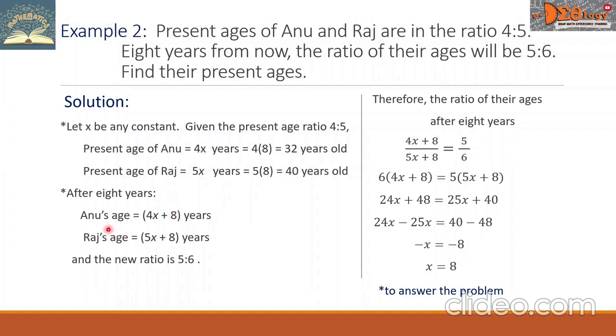After 8 years, Anu will be 4x plus 8. So that is 32 plus 8, and the answer is 40. So after 8 years, Anu is 40 years old. What about Raj? The value is 5x plus 8. So 40 plus 8, and this will be 48. Note that the ages of Anu and Raj after 8 years, if we check, this is on the ratio 5:6. So this is our final answer.